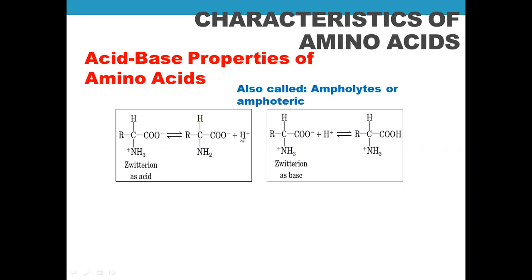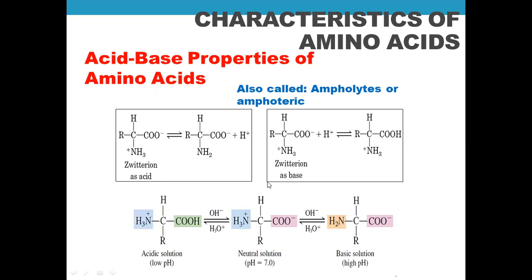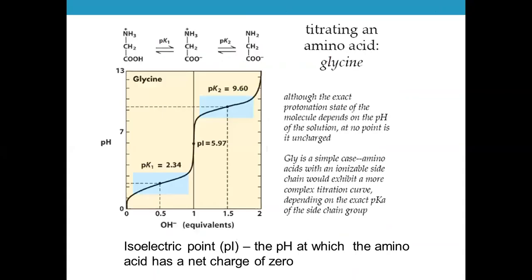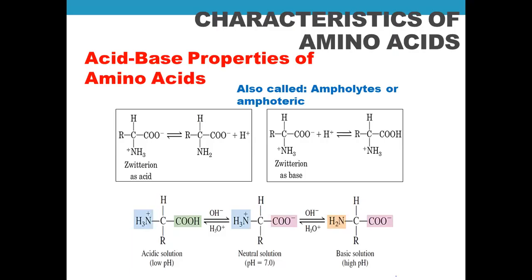So again, your amino acid can act as an acid. It dissociates to form hydronium ion or H plus, and it can accept H plus, and therefore it can act as a base. So you have this form. When the charge of your amino acid in solution is 0, then you can have your amino acid in its zwitterionic form, which is at its isoelectric point.